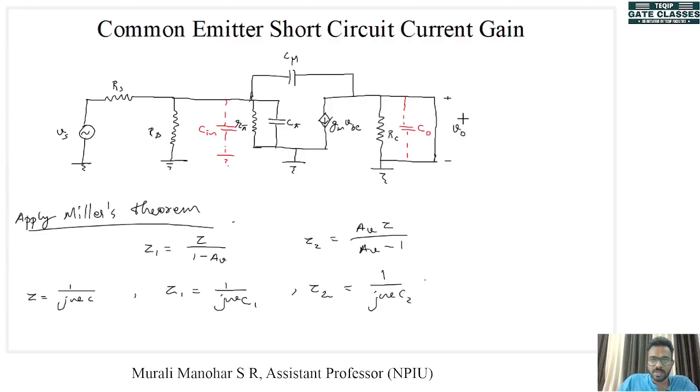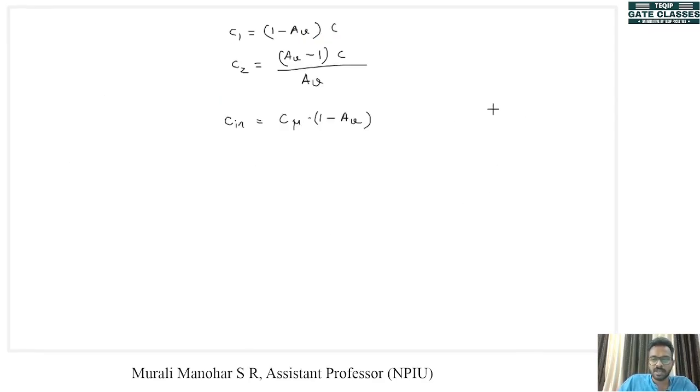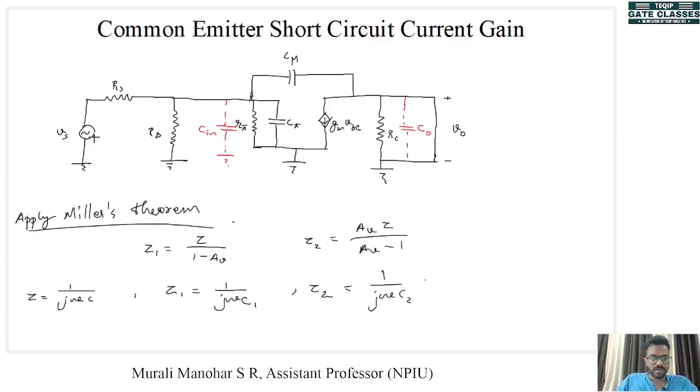So V out is equal to 0. That means AV, which is equal to V out divided by Vi, will be equal to 0. That means C in will be equal to C mu. Now we can redraw this figure.